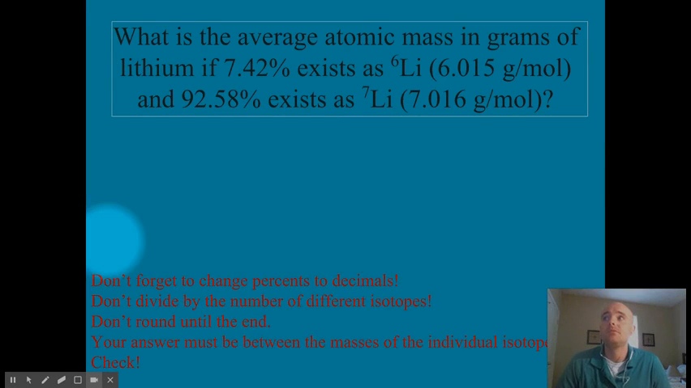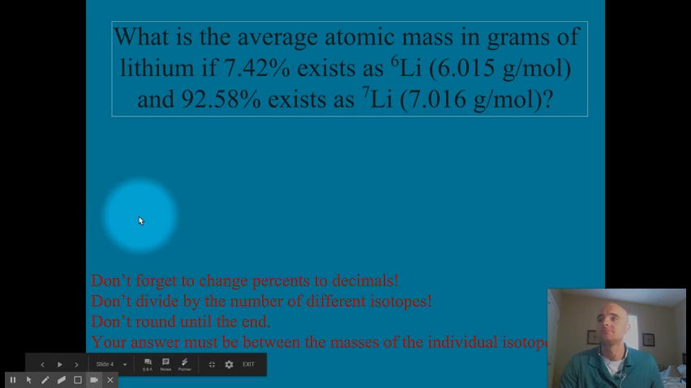So here's another example. What is the average atomic mass in grams of lithium if 7.42% exists as lithium-6, which has a molar mass of 6.015, and 92.58% exists as lithium-7, which has a molar mass of 7.016 grams per mole?